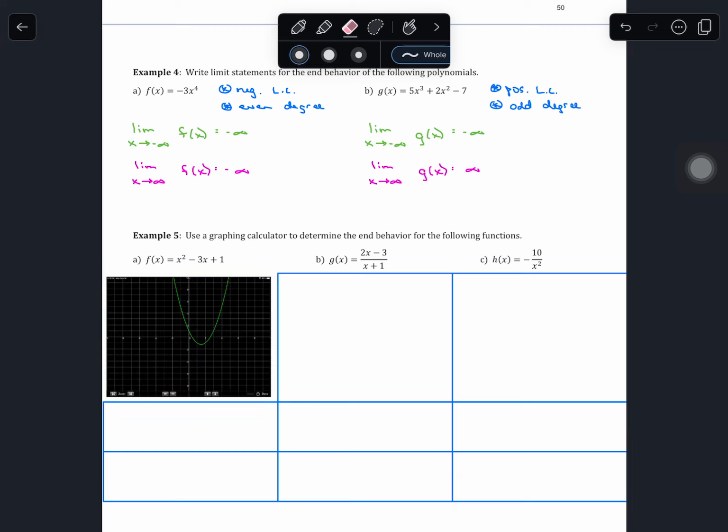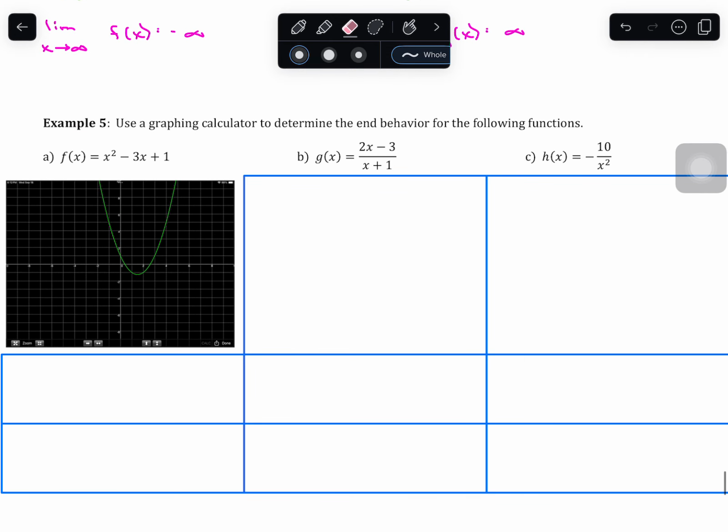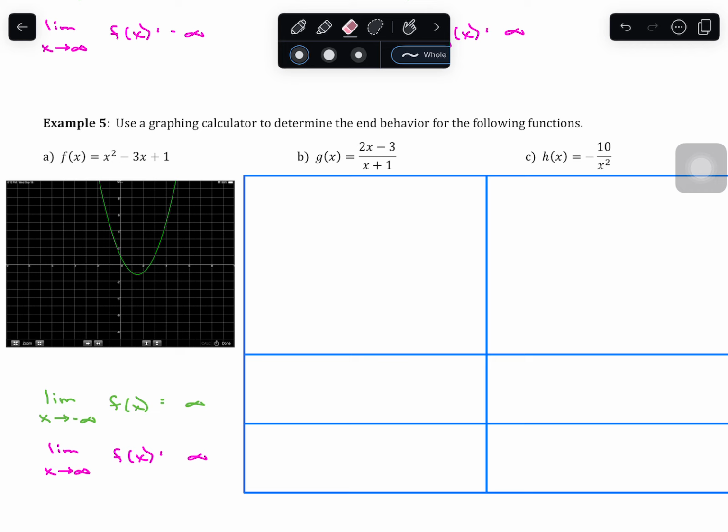Okay, so the function, when you graphed it, that should be a parabola for A. Write the limit statements if you haven't already. Okay, limit statements would be both approaching positive infinity. So as x decreases without bound, f of x increases without bound. And as x increases without bound, f of x also increases without bound. Now, try graphing B on your graphing calculator. And then unpause the video.